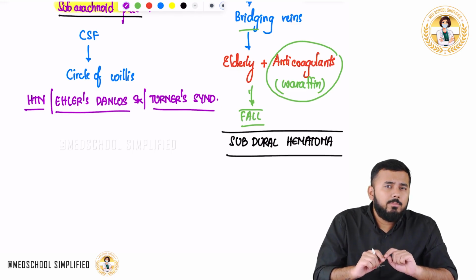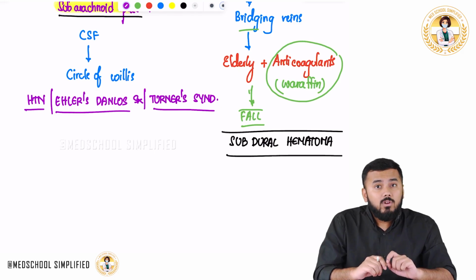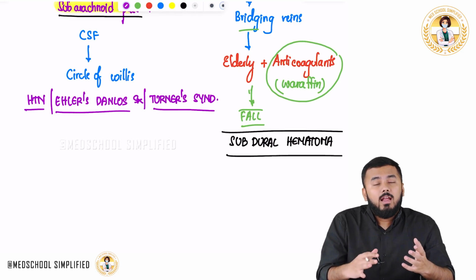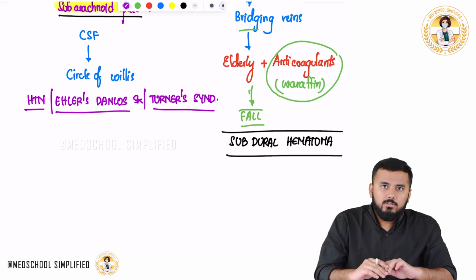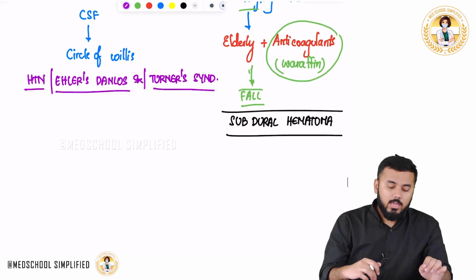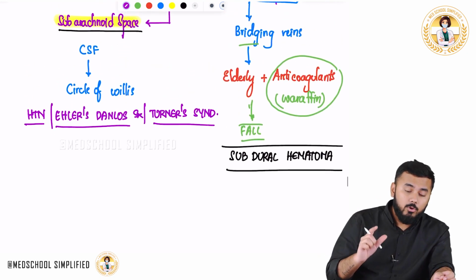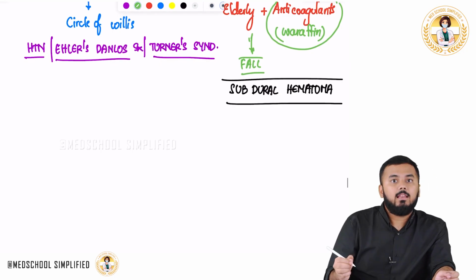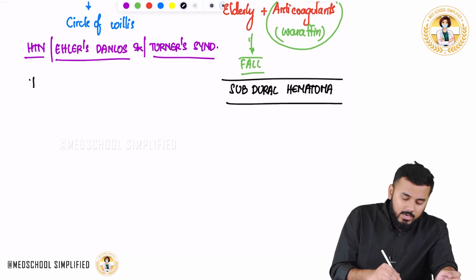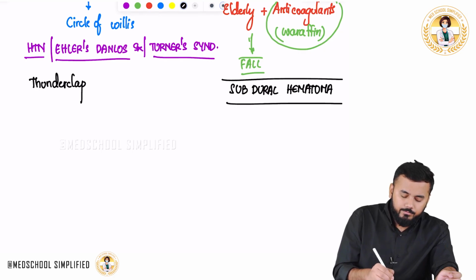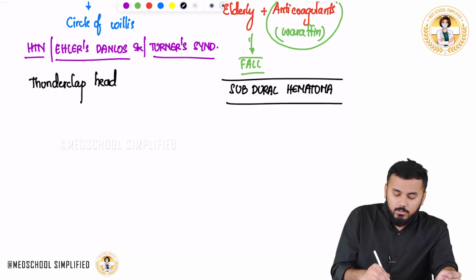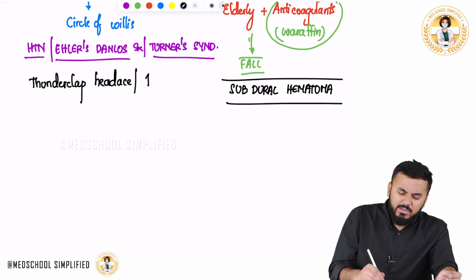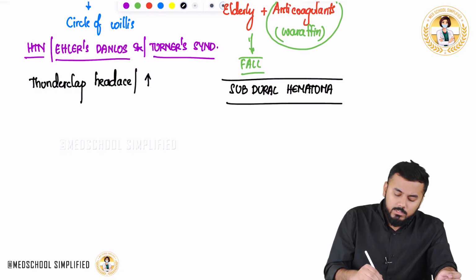The patient will have severe headaches, and what will happen? The patient will vomit a lot, and finally he will lose his consciousness. Such a type of headache, such a type of hemorrhage, you call it subarachnoid hemorrhage or intracranial hemorrhage. That kind of headache you call a thunderclap headache, or a high intensity headache, too much severe headache.